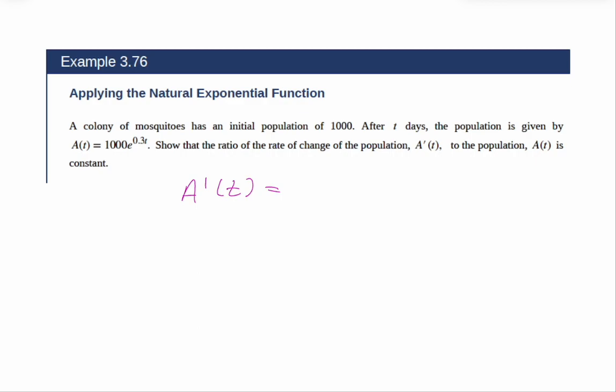Well, the derivative, the 1,000, is just a constant. So remember, it just kind of hangs out and multiplies by our answer. It's an e to a power of t. So the e to the power of t stays. But then don't forget to multiply by the derivative of the function that is in our power, so 0.3. So you'll notice that that is just 0.3 times 1,000 e to the 0.3t.